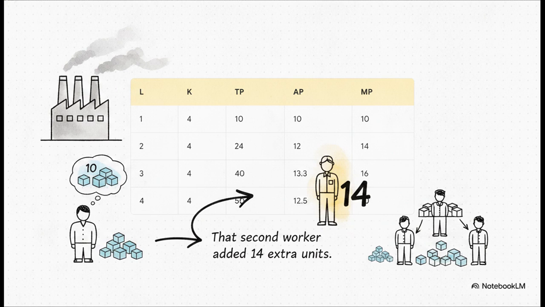Let's see how these numbers actually tell a story. Look at the table. With capital fixed at 4, when we have one worker, total product is 10. But watch what happens when we hire a second worker. The total product jumps to 24. That means that second worker added 14 extra units. That 14 is your marginal product.